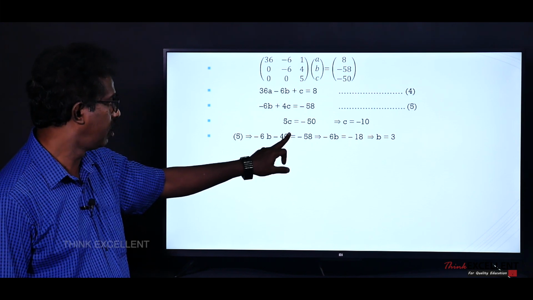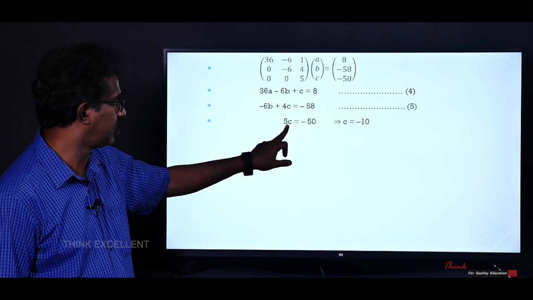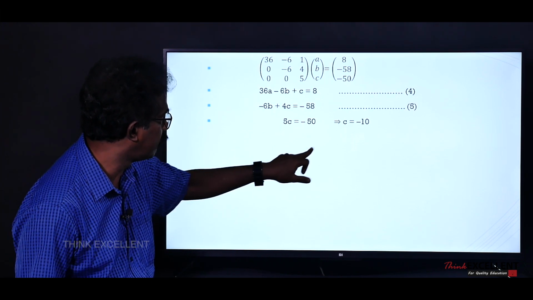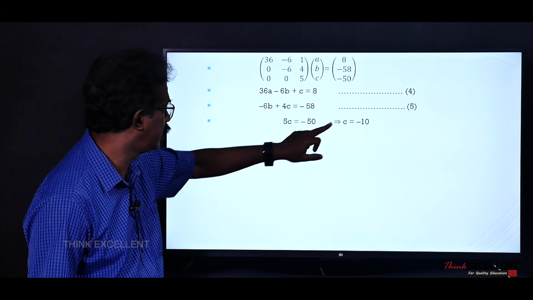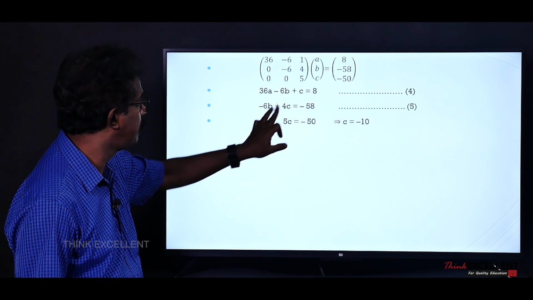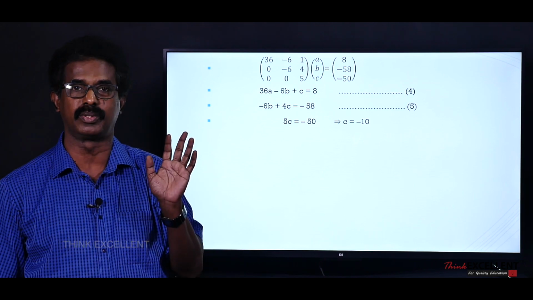5c is equal to minus 50. So c is equal to minus 50 by 5, minus 10. C value, got it. That C value is substituted here, you can find B. That C and B are substituted here, you will get A also.